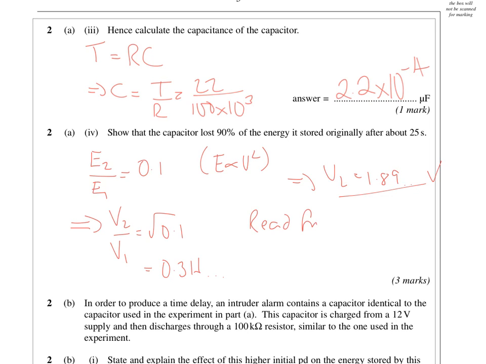That's our predicted value. Read from graph at 25 seconds. Looking at the graph, that looks like it's about 1.9 volts, so it has lost 90%. So just to explain what we've gone through, we've worked out the predicted ratio of the energies, which gives you this predicted ratio of the potential differences. Multiplying this ratio by V1, which was 6, gives you a predicted V2 at which 10% is lost. Reading from the graph, we get after 25 seconds is 1.9. There's a similar value, so we know it's correct and it's worked.